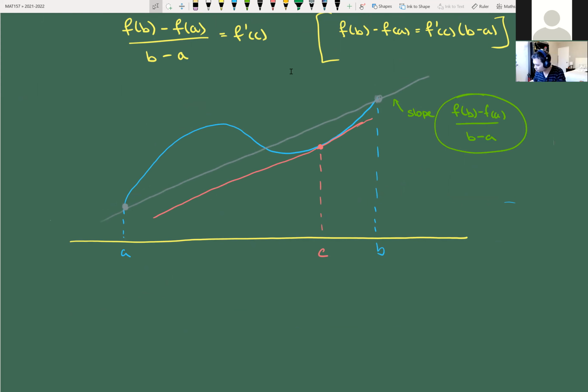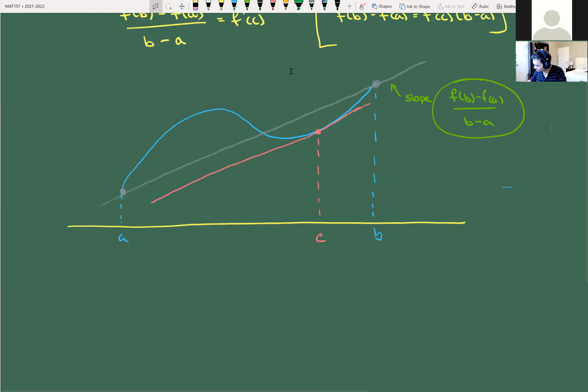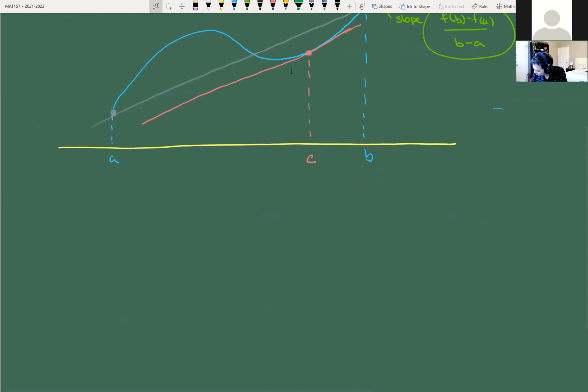There are two reasons, and they're all going to stem from these two equations here. These equations actually show up in the statement as the result of the theorem, that f(b) minus f(a) divided by b minus a is equal to f prime of c, or alternatively, if you put the b minus a on the other side. And so what are the applications of this?